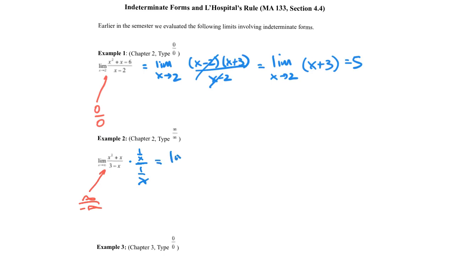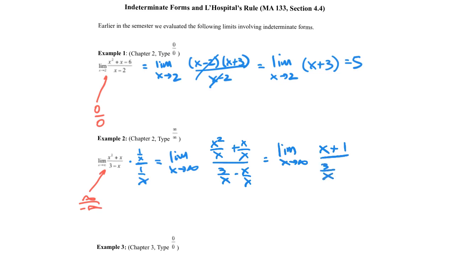And then we'd say, so this is the limit as x approaches infinity, and we would get x squared over x plus x over x. On the bottom, we'd have 3 over x minus x over x. So when you clean that up, we have the limit as x approaches infinity, x plus 1 and 3 over x, oops, minus 1, actually. It's going to be a minus 1. So we end up with infinity over negative 1, or negative infinity.